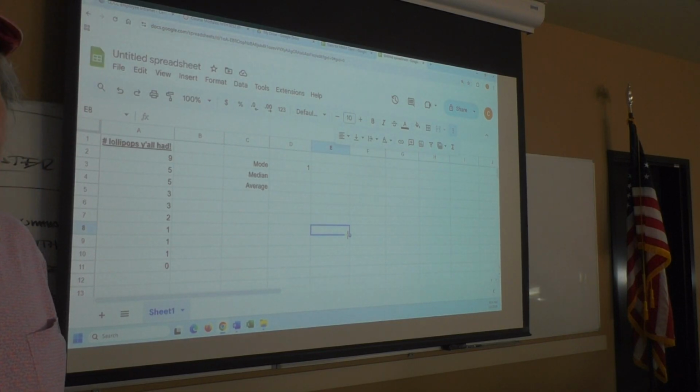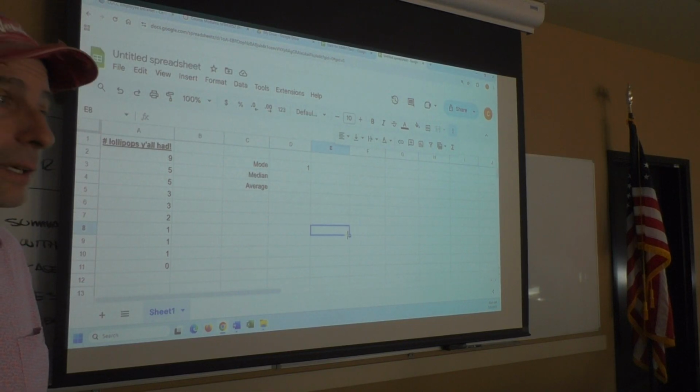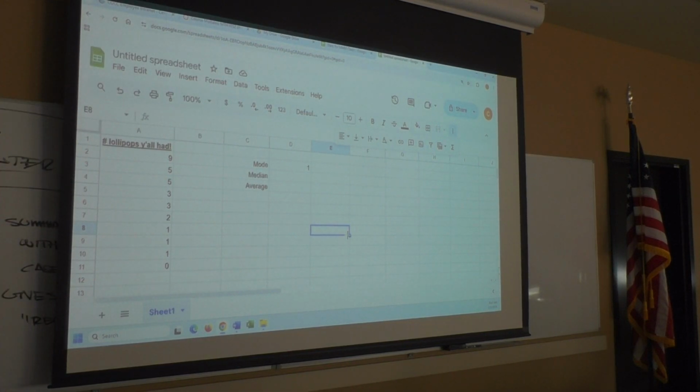It's a very tricky command. Equals median. Very, very tricky command. Equals median. Select. Look, it's already telling you what it equals before I even press enter. Yeah. It's telling you it's 2.5. And there it is.